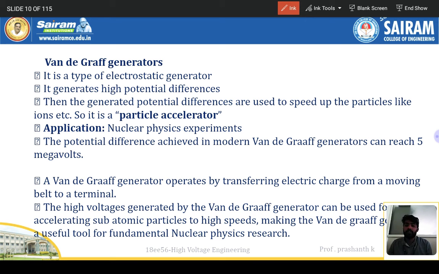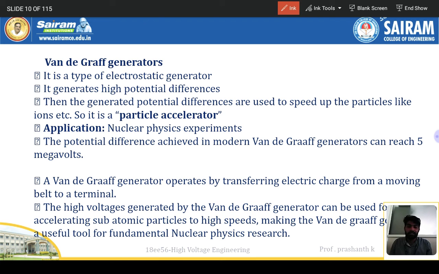Okay, and then the generated potential difference is used to speed up particles like ions, so that is particle acceleration. So the Van de Graaff generator application is nuclear physics experiments. There we want high voltage for bombarding or whatever, right? The potential difference achieved in a modern Van de Graaff generator can reach 5 megavolts. So not normal volts, it's a megavolts range. Keep it in your mind.